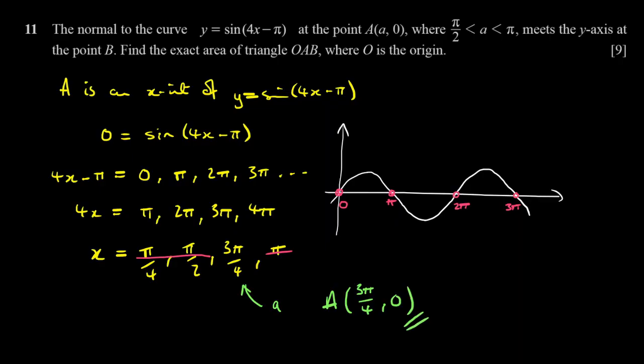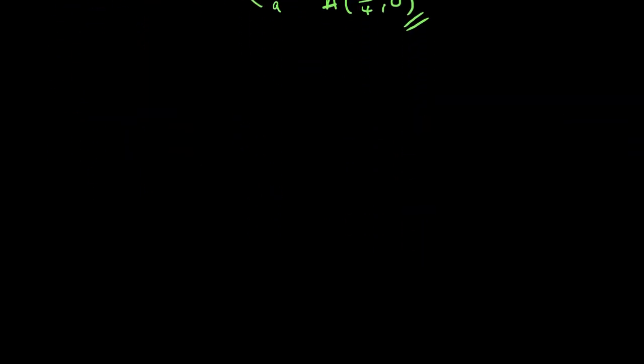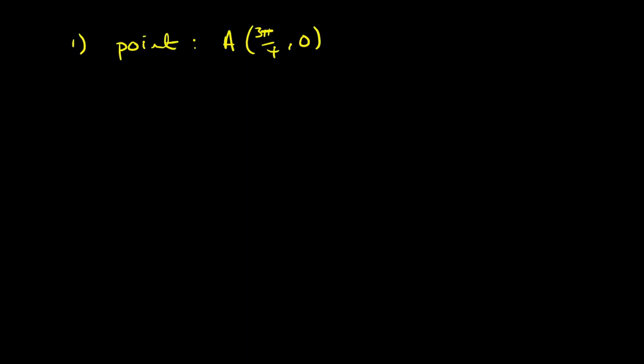Okay, so what we want to do is find the normal at that particular point. Now we want to find the equation of a normal. Well, if we want to find the equation of any line, then we need two things. Firstly, we need the coordinate point of the line. We've already got that because that's the point A, which we said is (3π/4, 0). So that's already done. The second thing we need to find is the gradient of the line. How do we find the gradient?